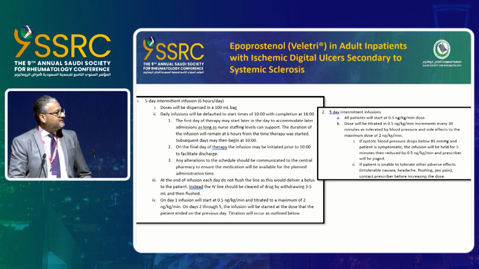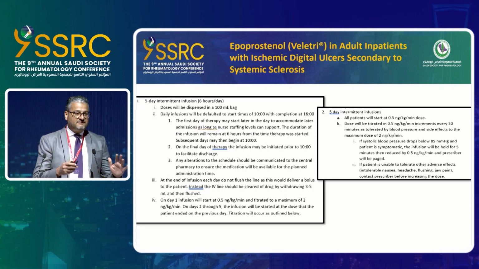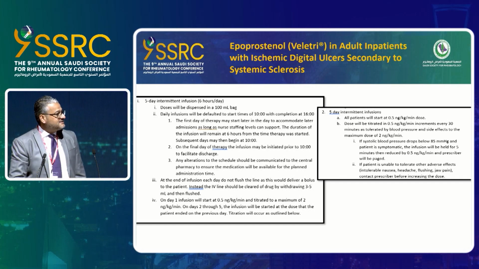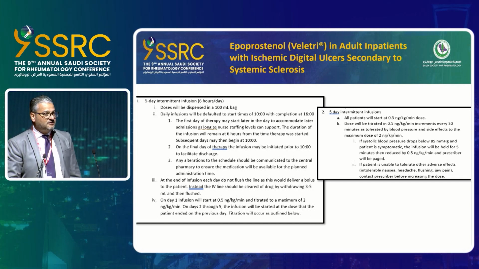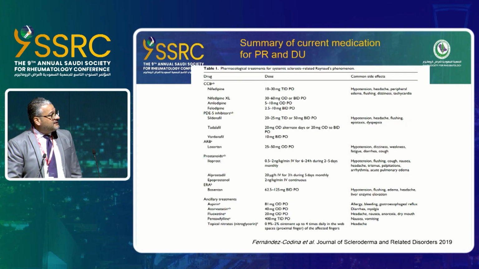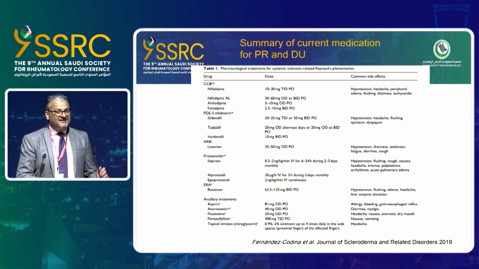And this is one of the protocols. I think, usually it's hard to know how to give the medication. We give epoprostenol, sometimes we give Flolan. And this is, if you want to take a picture of it, you can apply to your practice. And this is the final slide. It's a summary of all the current medications for Raynaud's phenomenon and digital ulcers.